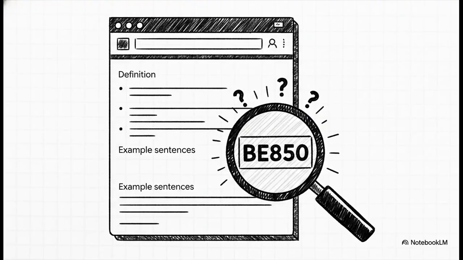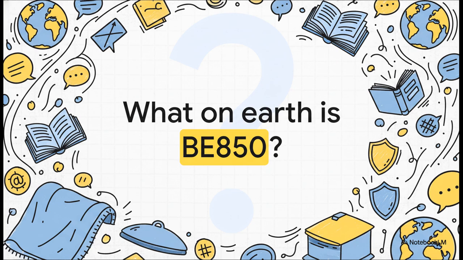Right at the bottom of the page, tucked away, there's this weird little tag. It just says BE850. I mean, it looks like some kind of serial number or a bit of computer code, not something you'd expect to find next to a simple word like cover. Which, of course, leads us to the big question for this whole explainer. What on earth is B850?